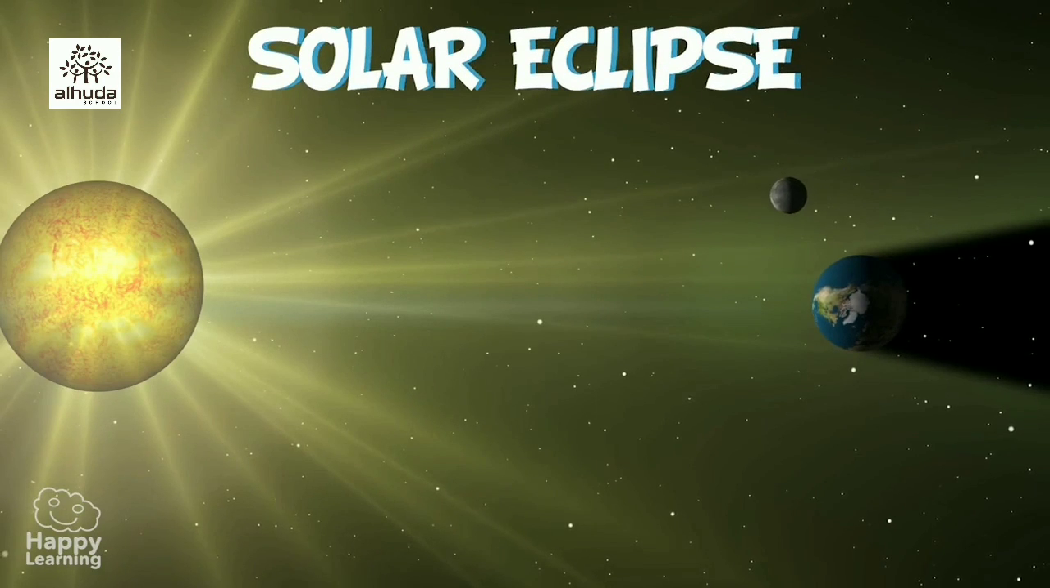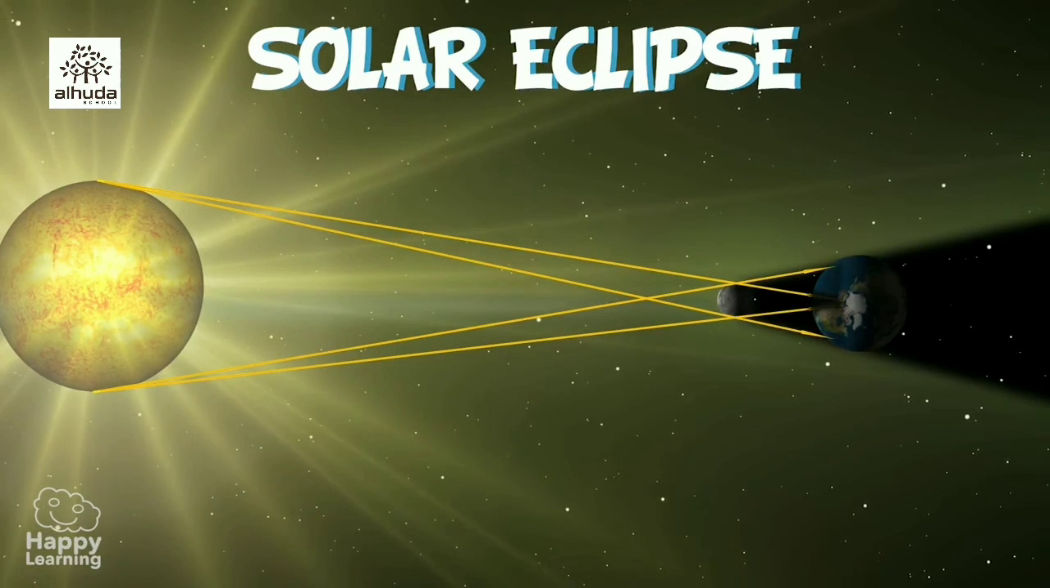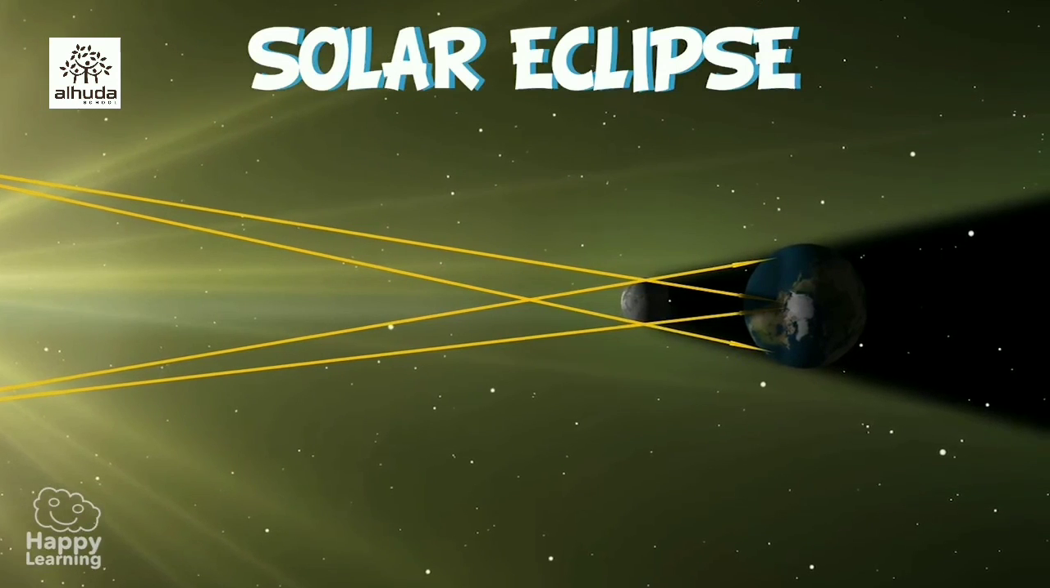Solar eclipses only occur when there's a new moon, and it is seen when the Moon is between the Earth and the Sun. The Moon hides all the Sun's light.